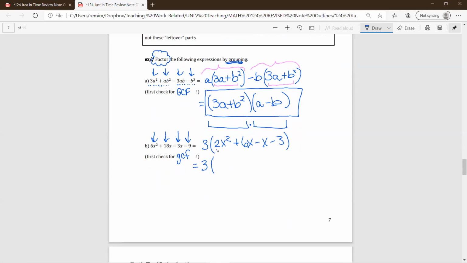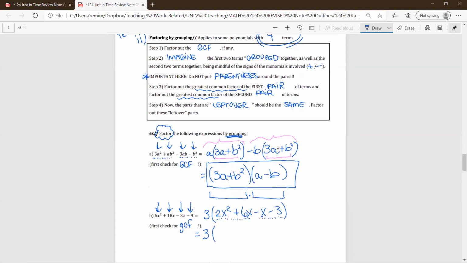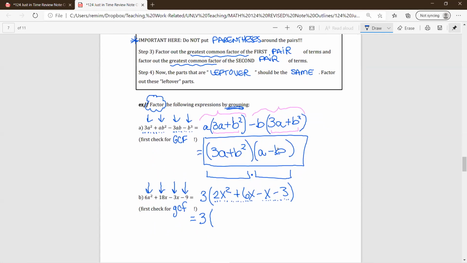So remember that we imagine the first 2 grouped together. So these 2 terms go together, and then also these 2 terms go together. And this is really why it's called factor by grouping, because we're grouping the first 2 terms together and we're grouping the second 2 terms together. So we're done with step 2 now. Step 3. Step 3 says factor out the GCF of the first pair of terms and factor out the GCF of the second pair of terms.